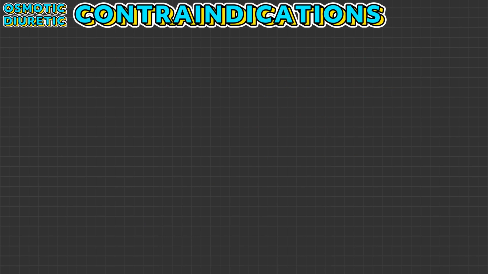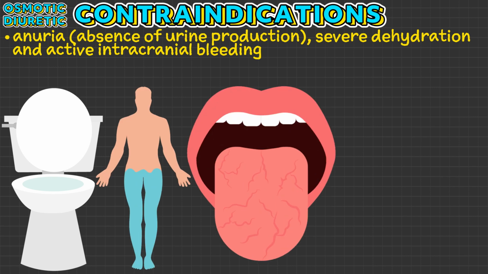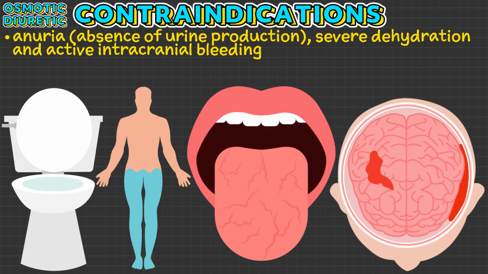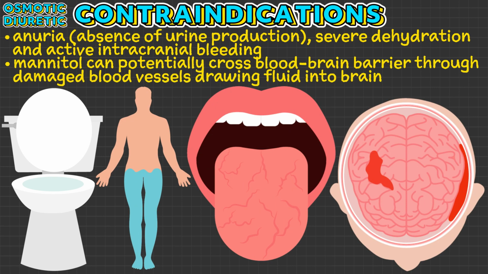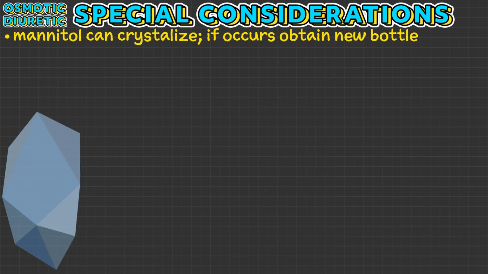Osmotic diuretics are contraindicated with anuria, or absence of urine production, severe dehydration, and active intracranial bleeding, since the medication can potentially cross the blood-brain barrier through the damaged blood vessel and draw fluid into the brain, increasing ICP. Mannitol has the potential to crystallize. If this occurs, a new bottle should be obtained.